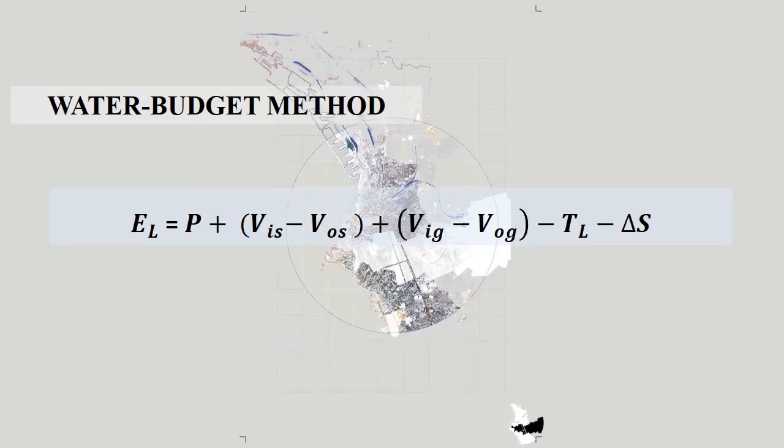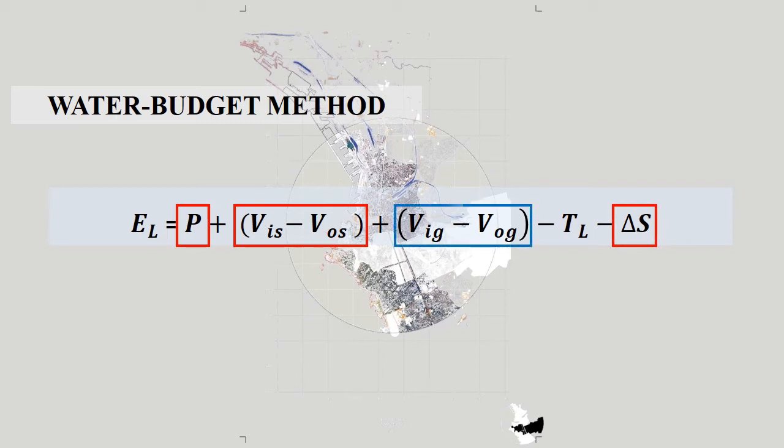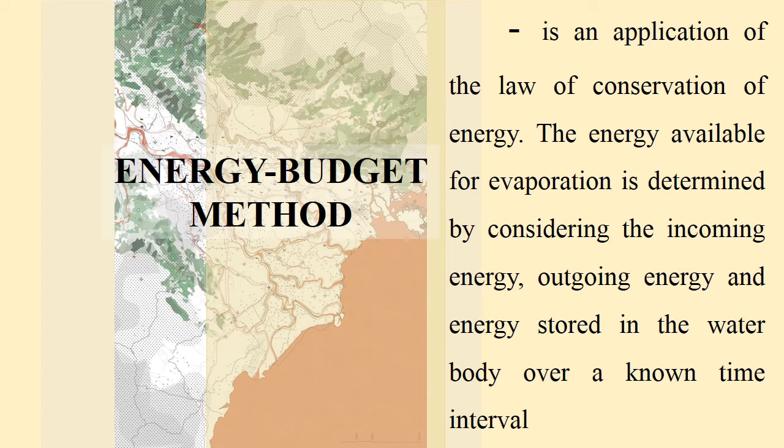The continuity equation can be written as the equation below. In this, the terms P, V subscript IS, V subscript OS, and delta S can be measured. However, it is not possible to measure V subscript IG, V subscript OG, and E subscript L, and therefore these quantities can only be estimated. Energy budget method. It is an application of the law of conservation of energy. The energy available for evaporation is determined by considering the incoming energy, outgoing energy, and energy stored in the water body over a known time interval.